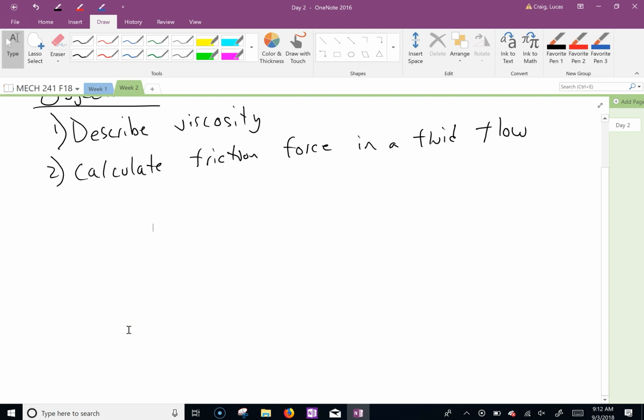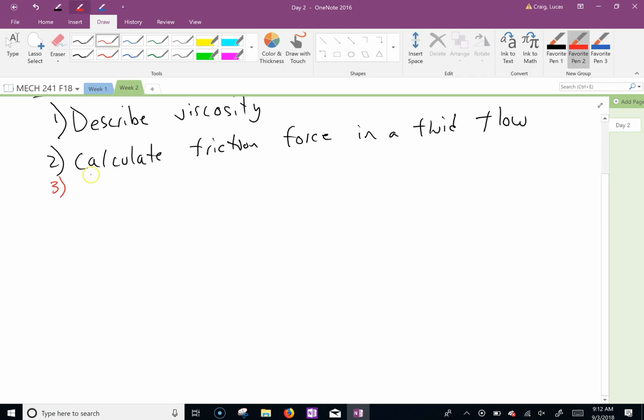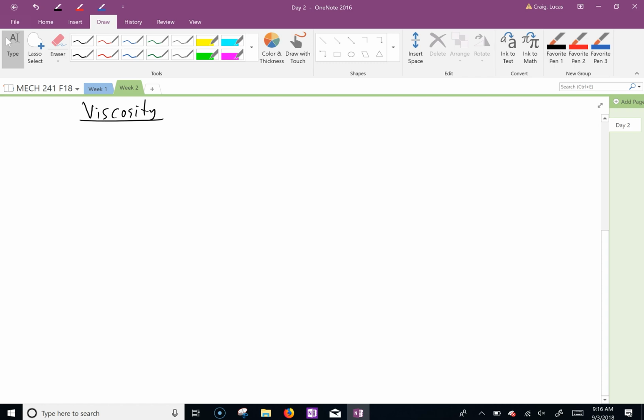Okay, so today's objectives, we're going to describe viscosity, calculate friction force in a fluid flow, and actually, why don't we add one more? Let's describe a falling ball viscometer. So let's just write a little definition.